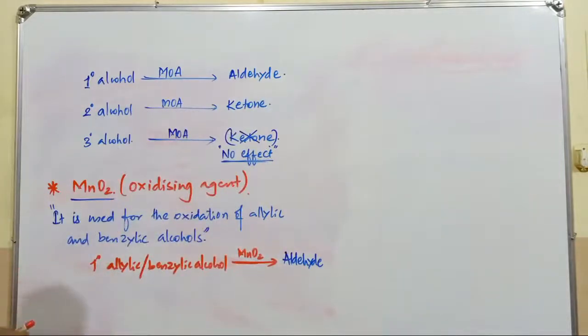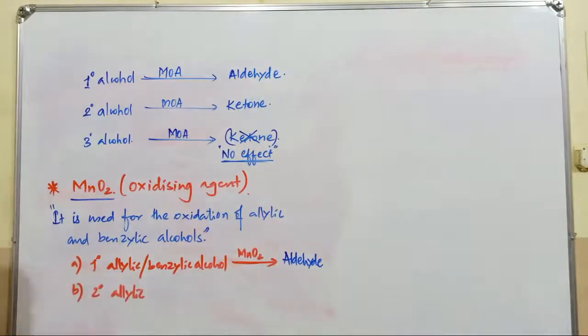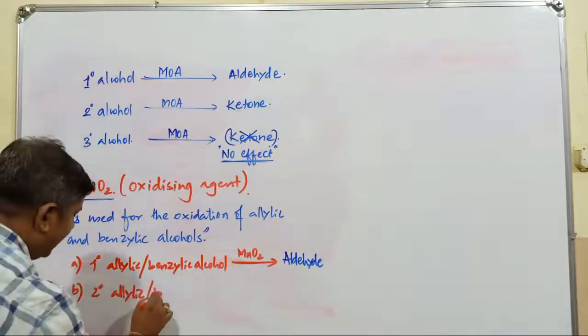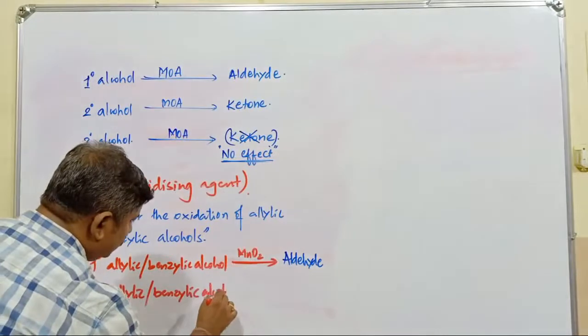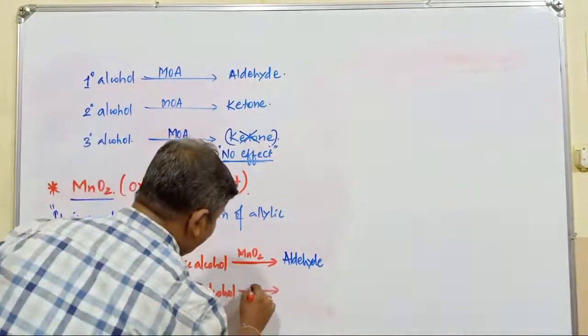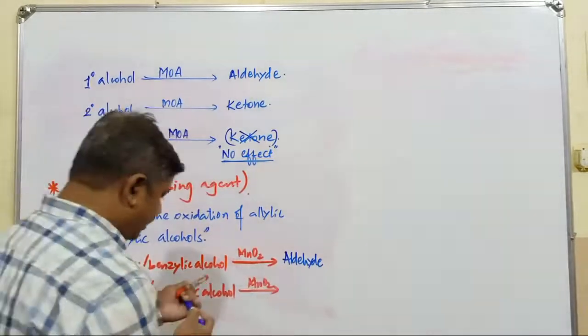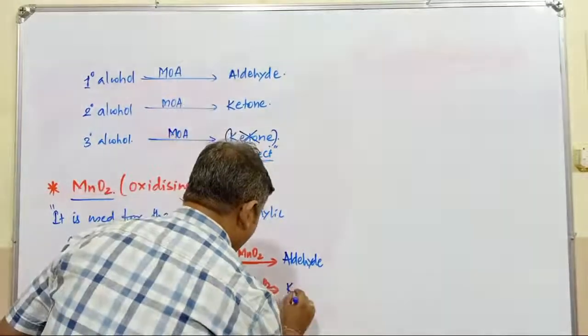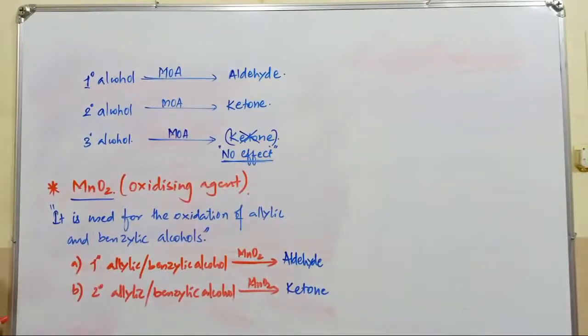If it is secondary allylic or benzylic, in allylic and benzylic we have primary, secondary and tertiary. If it is a secondary benzylic alcohol in presence of say MnO2, the compound obtained is going to be which one? It is a ketonic compound. It is a ketone.